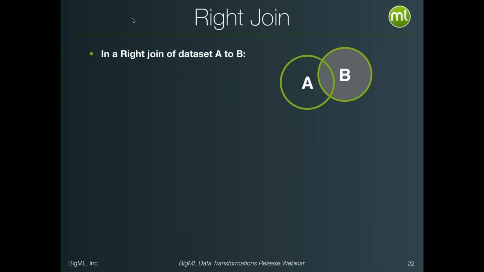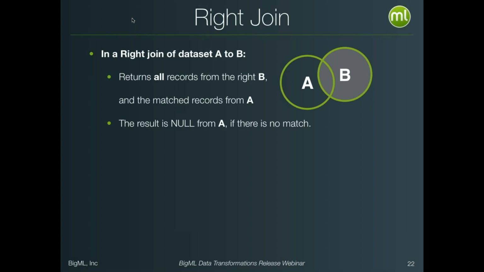Now you can imagine a right join is basically just the other way around. So this is a bit, I wouldn't say repetitive, because it can be a little bit confusing when you're talking about this, but now we're talking about A right join B. What's going to happen is we're going to return all the records from B and the matched records from A. And the result is null from A if there's no match. So it's exactly the opposite, but we still talk about A being first.